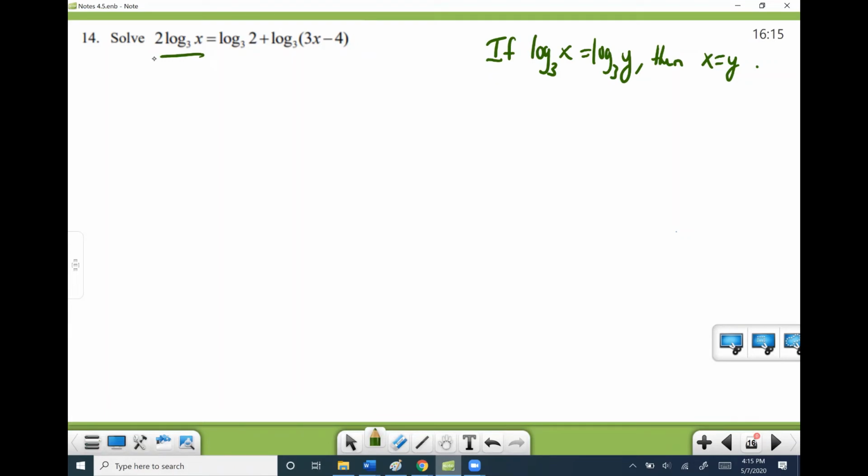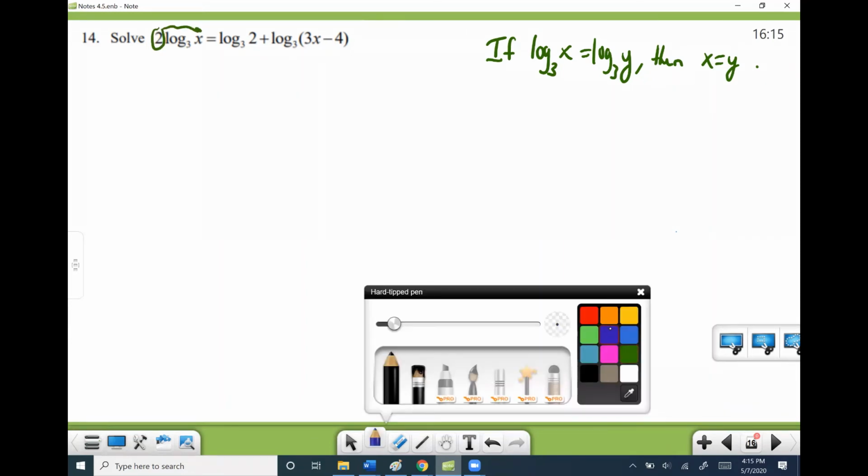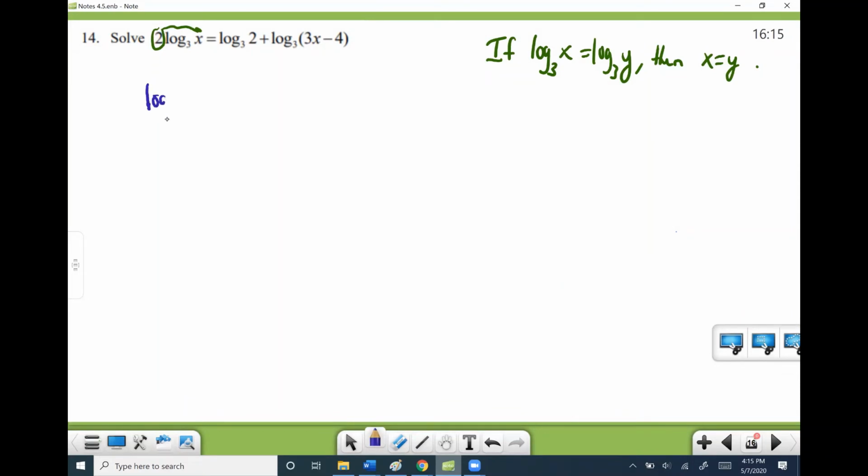It is a single log, but yeah, move the 2 up. Okay, so let's put the 2 up in the exponent using the power property. So it's going to be log base 3 of x squared. Great. How about on the right-hand side? Can we make it a single log? Very good. Multiply. Okay. So we're going to take that 2 and we're going to multiply it by the 3x minus 4.